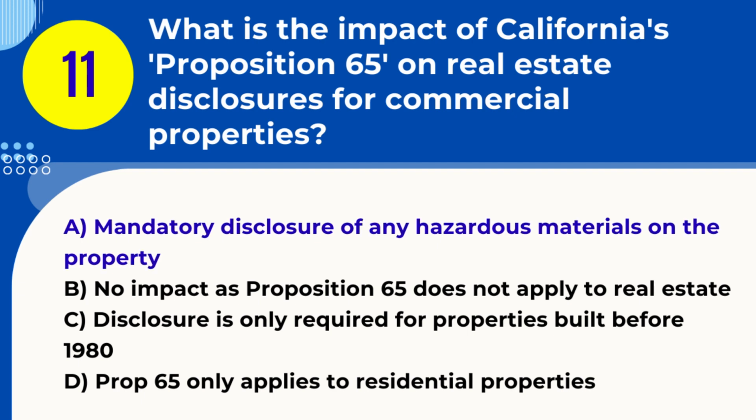Answer: A. Mandatory disclosure of any hazardous materials on the property. Explanation: California's Proposition 65 requires the mandatory disclosure of the presence of any hazardous materials or chemicals known to the state to cause cancer or reproductive toxicity in commercial properties.